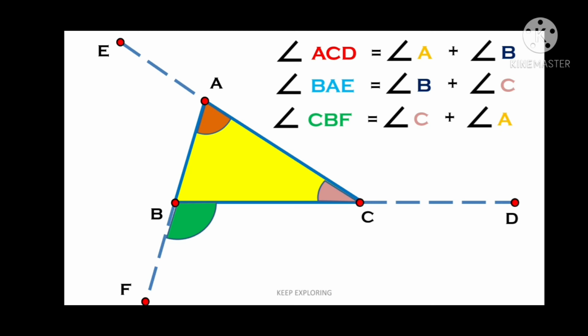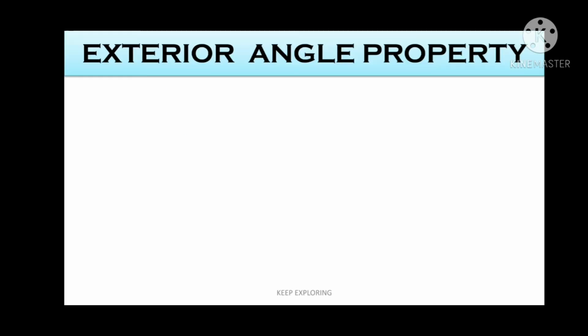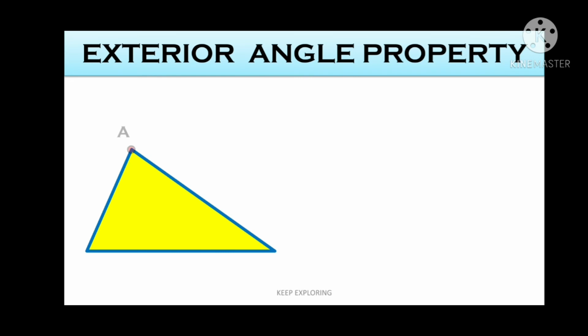So the opposite angles here, as you can see, angle A and angle C are the interior opposite angles for CBF. So CBF is the exterior, equal to angle A plus angle C. Now let's see a numerical so that we will know how to use the property.